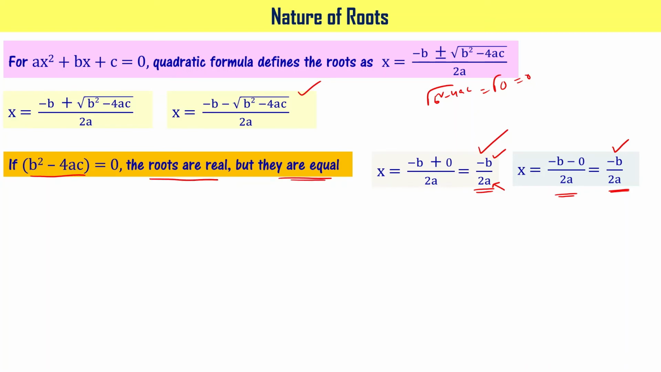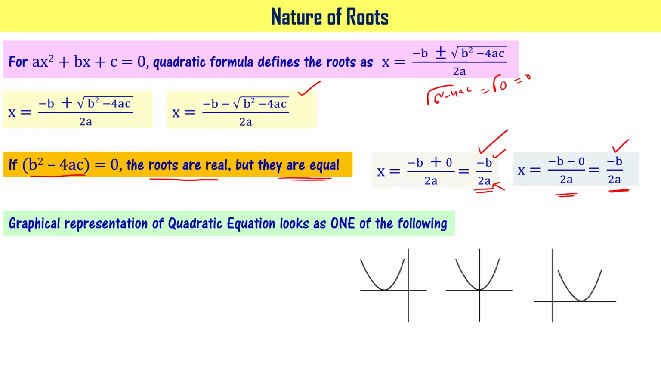Understood? Now, the graphical representation of the quadratic equation looks like one of the following. In this particular case, the curve touches the x-axis at one point. Here also it touches the x-axis at one point. Here also it touches at one point. In this case, it is touching at x equal to some negative number. Here it is touching when x equal to 0. And here it is touching when x equal to a positive number. So there is a possibility that you will have either a negative number, 0, or a positive number, a real number, as the root of this particular equation.